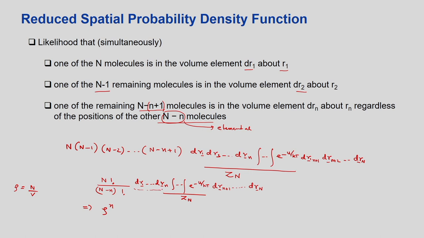Other than this, if I leave out this expression, the remaining term I can write in terms of g to the power of n, which will be a function of r1 to rn, T and rho. So now I have broken this expression. What I did was I broke n factorial by n minus n factorial in terms of rho n, and I defined a new function, g to the power of n, which is a function of r1 to rn, T and rho, the number density. Then I have multiplied with all the respective elemental volumes. So this is the particular function we are now interested in.